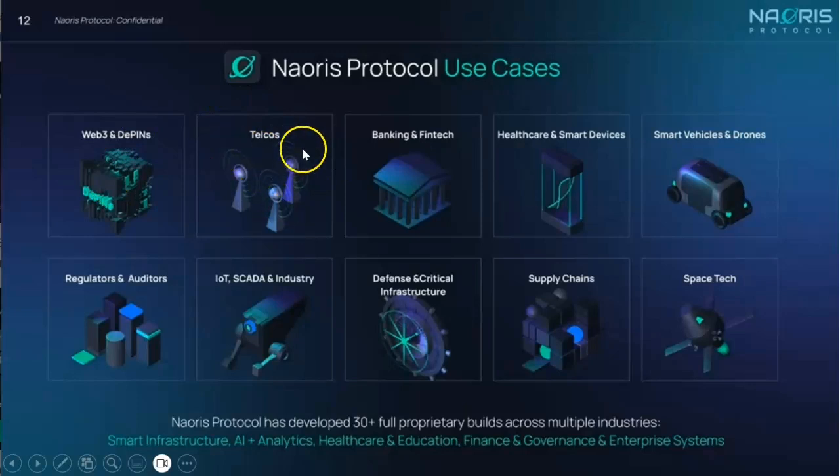Even telecom, they need this Norris protocol, right, to protect telecom against any quantum computer attack. Banking and finance, they need it. Healthcare, smart devices, they need it. Smart vehicles, they need it, right? Regulator and auditor, they need it. A whole lot. In fact, this Norris protocol is actually needed in almost all the sectors you can imagine, right? Defense and critical infrastructures, they need it. Supply chain, they need it. Space tech, they need it.